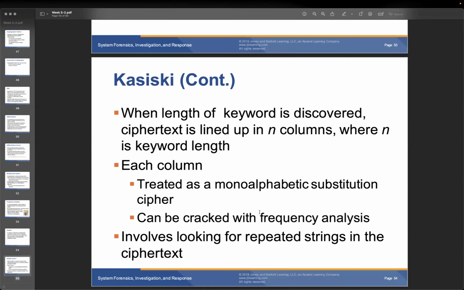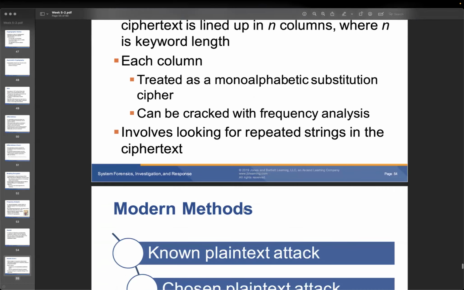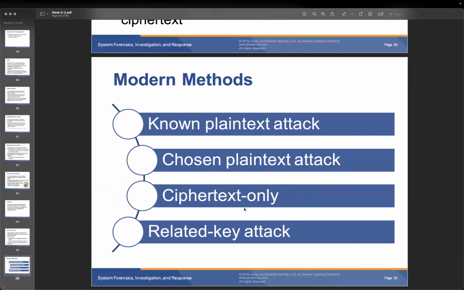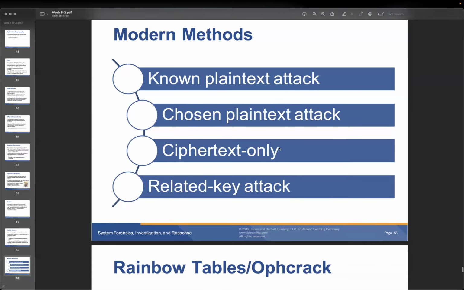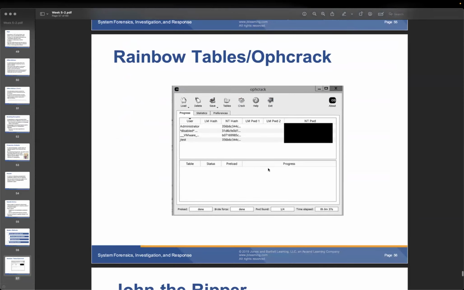So it can be cracked using frequency analysis, checking which letters come up more frequently. It involves looking for repeated strings in the ciphertext. So right now we've quickly gone through all those classic methods. For modern methods, we know known plaintext, chosen plaintext, ciphertext only, and also related key attacks. So there are possible ways of doing it in the modern way, and there's another application of cracking.